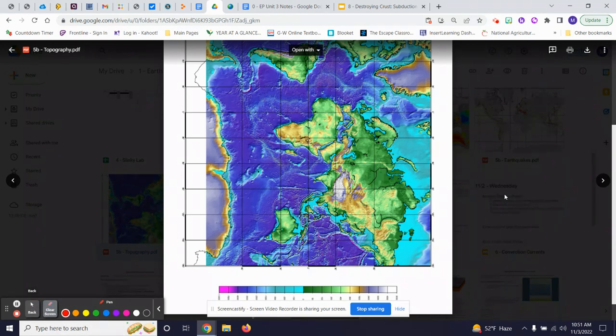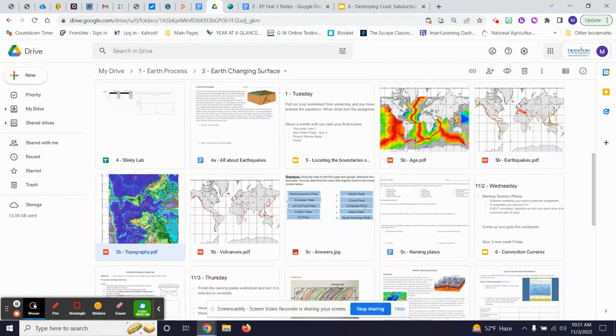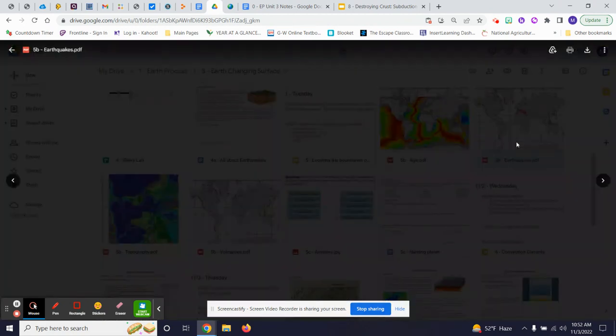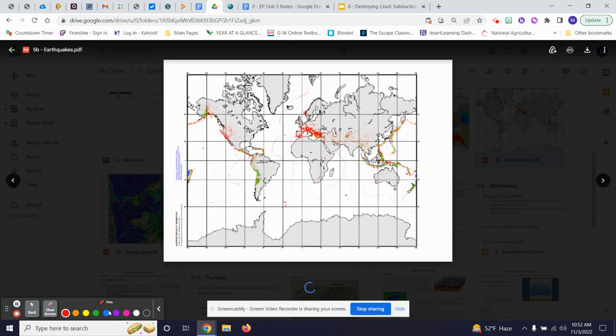If you looked at the, why is my computer running so slow?